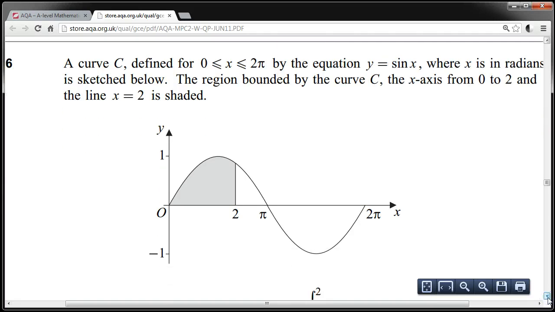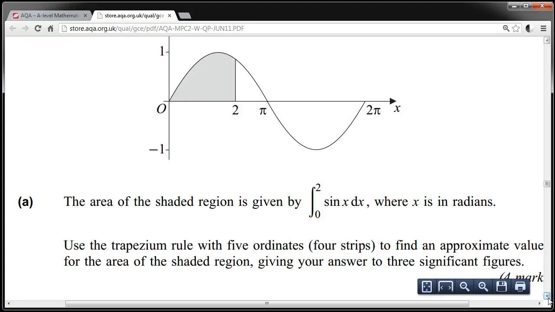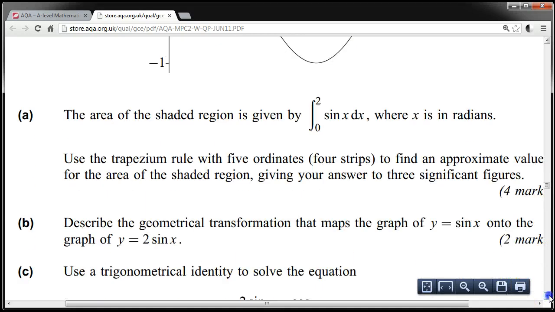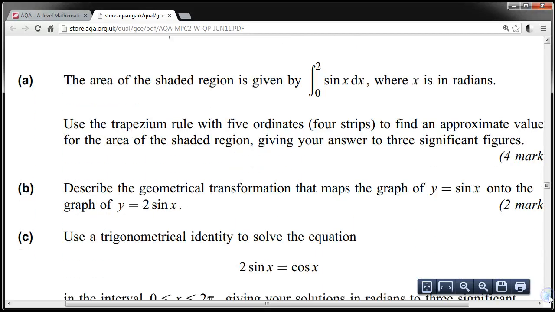Okay, number 6, it's the trapezium rule here between 0 and 2 for the curve y equals sine x, so it's a standard application of the trapezium rule. 5 ordinates and 4 strips, so that's fairly standard if a little time consuming.